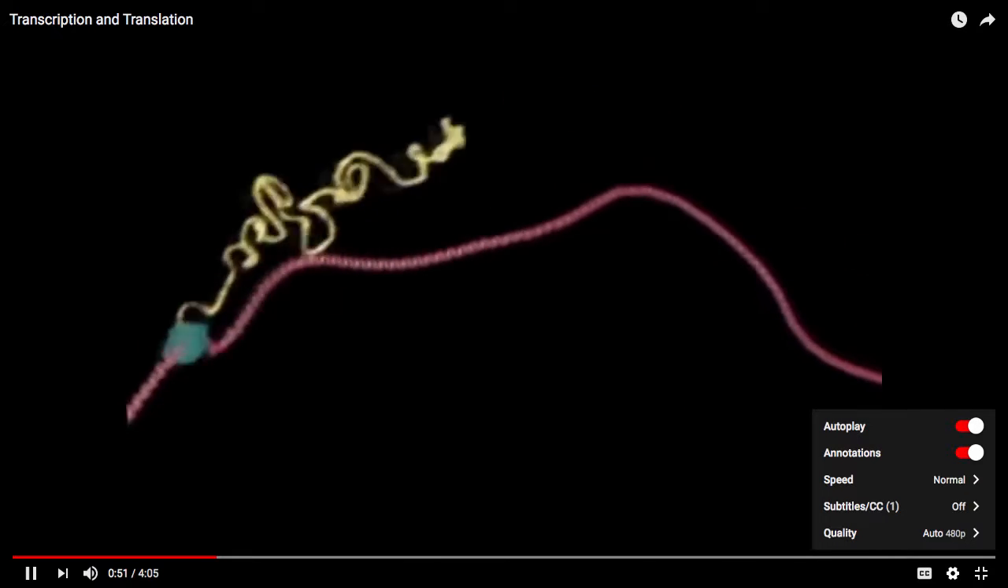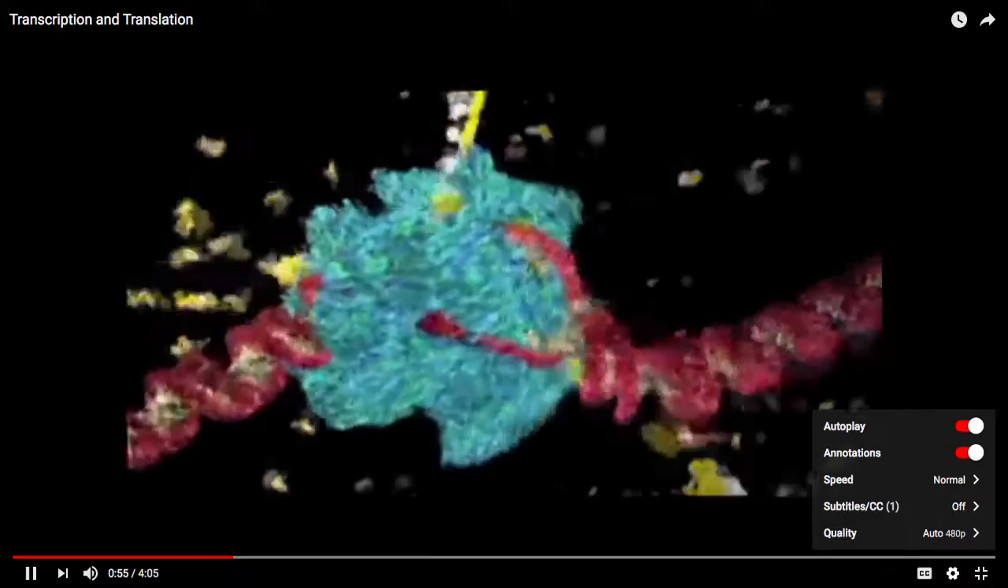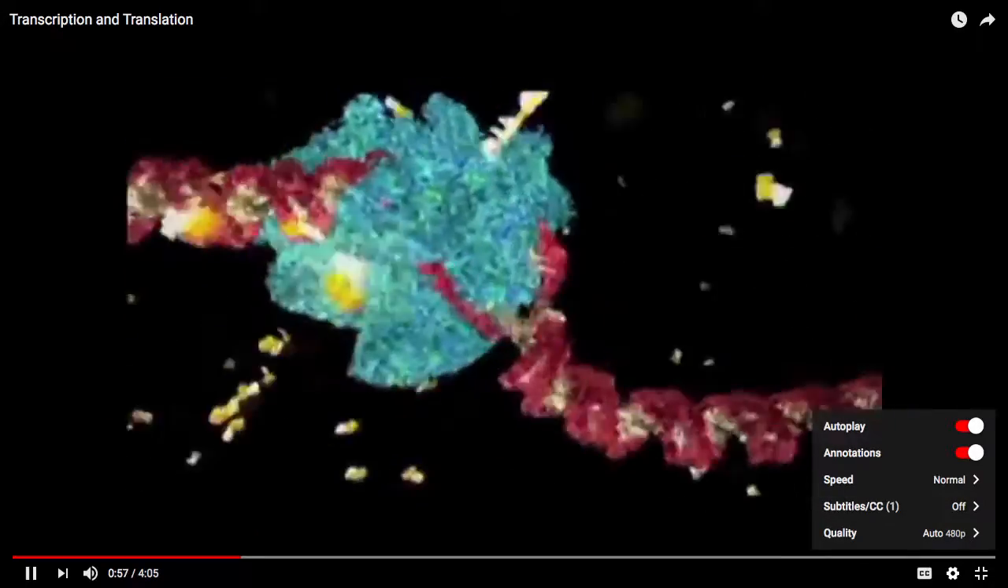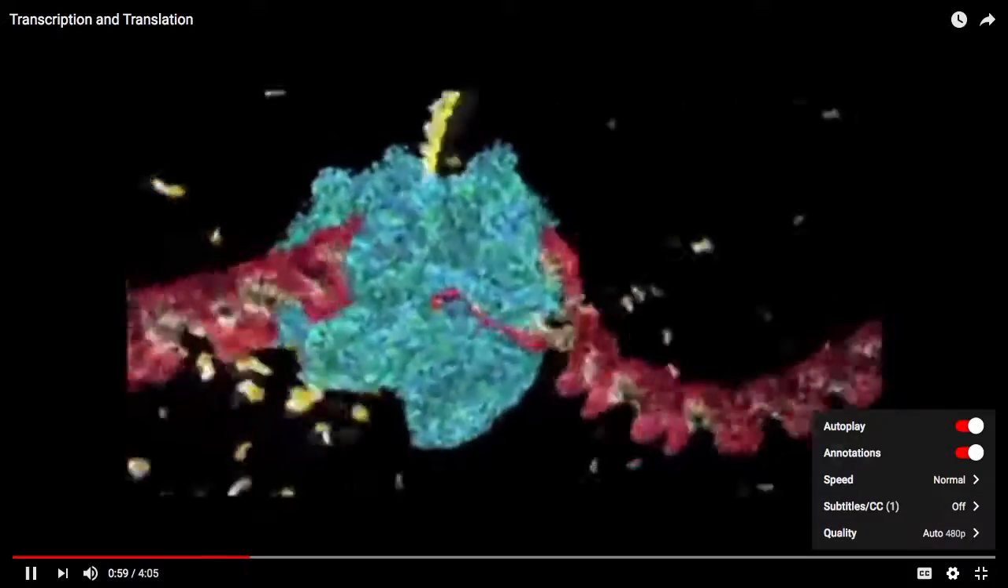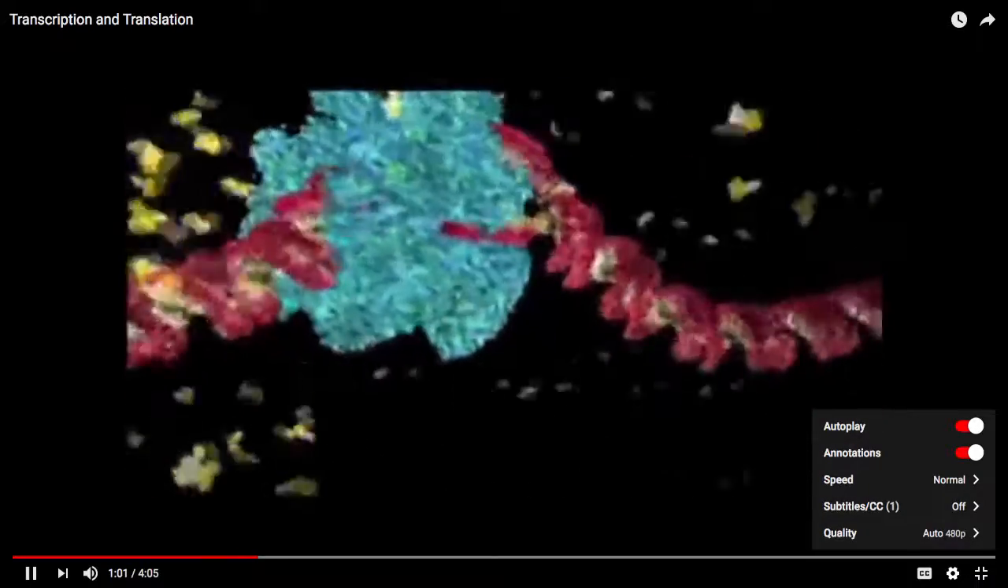You guys notice the DNA touching the blue molecule, polymerase? Racing along the DNA, it is reading the gene. It's unzipping the double helix and copying one of the 2 strands.